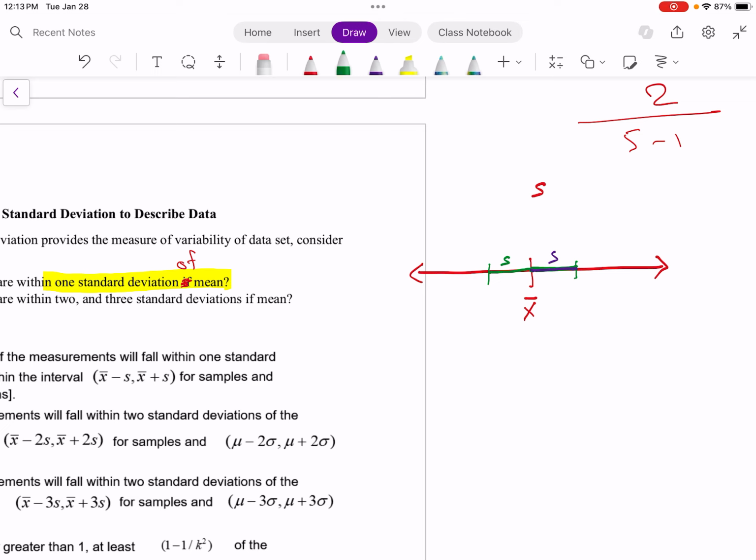Now, if this is x bar, what will be these values? Can anyone tell me what these values will be? This is x bar, and this distance is s, where s is the standard deviation of the sample, and this is also the same distance s. Now, how do we find these numbers here?